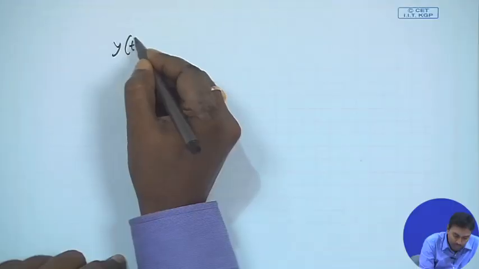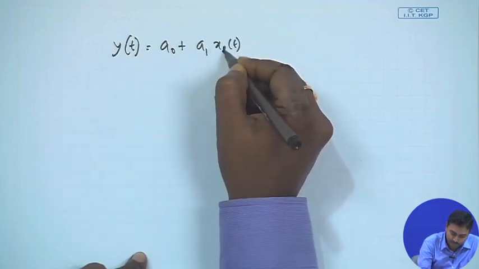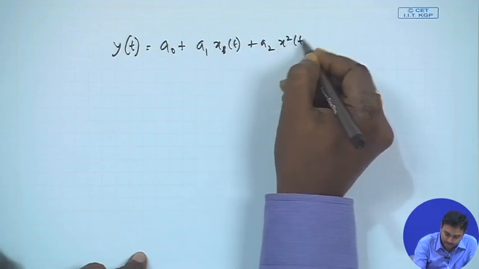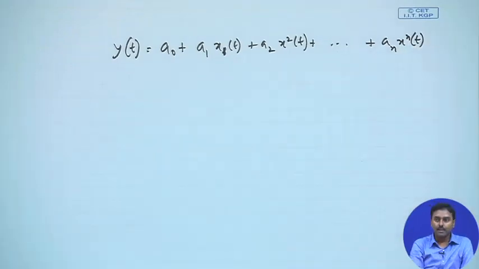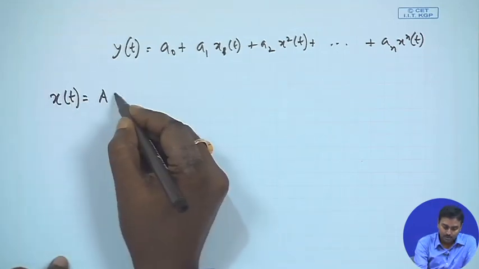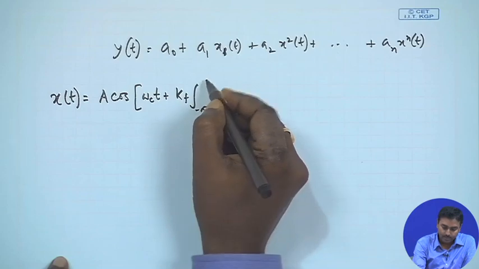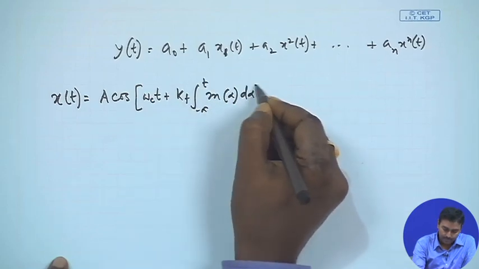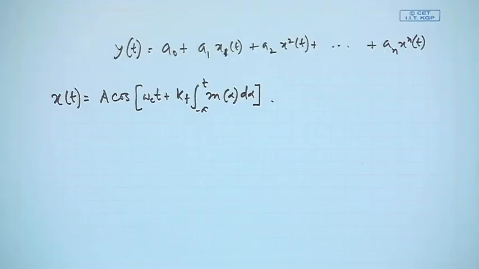Let us say we have an arbitrary nonlinearity: y(t) is a0 plus a1 x(t) plus a2 x squared(t), up to some nth order nonlinearity in the channel, where x(t) is the input. I will be launching an FM signal, so x(t) should be A cos(omega_c t plus k_f times the integral from minus infinity to t of m(alpha) d alpha). Whatever discussion we are doing is equally valid for FM as well as PM. Both are equivalent, which we have proven; instead of the integration, you just put m(t). So, if I put this x(t), what will be my y(t)?